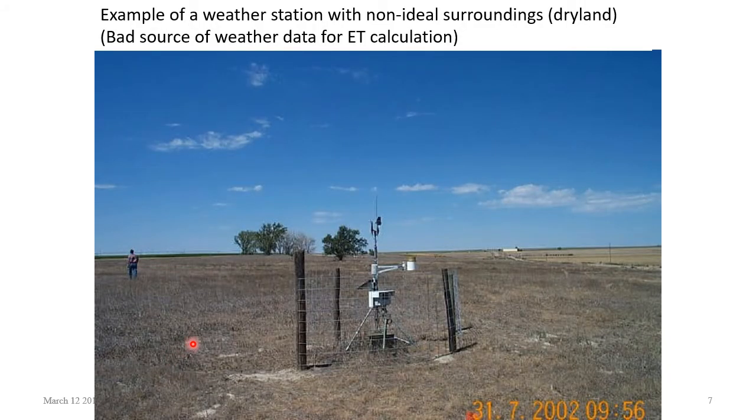On the other hand, this photo shows a bad source of weather data because it is surrounded by dry land. And dry land would overestimate the temperature and underestimate the vapor pressure or the humidity. And this would lead to overestimation of the reference evapotranspiration. So when we use weather data for irrigation scheduling, we should be using weather data representative of irrigated conditions.